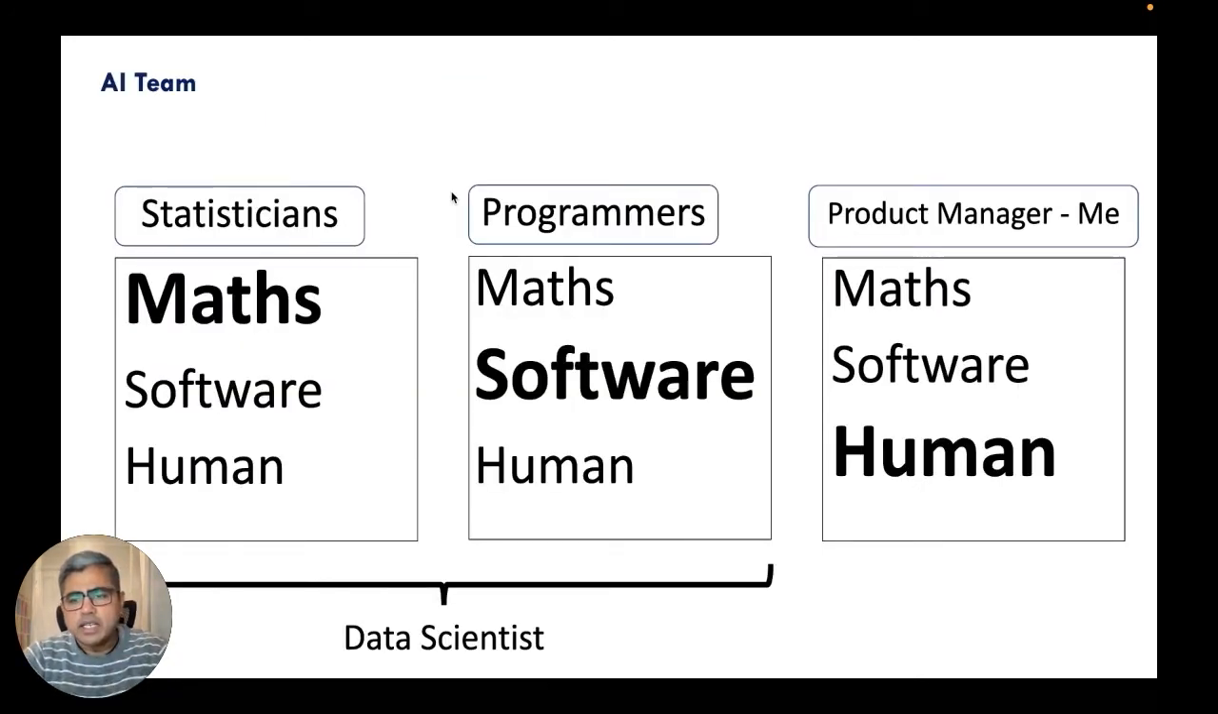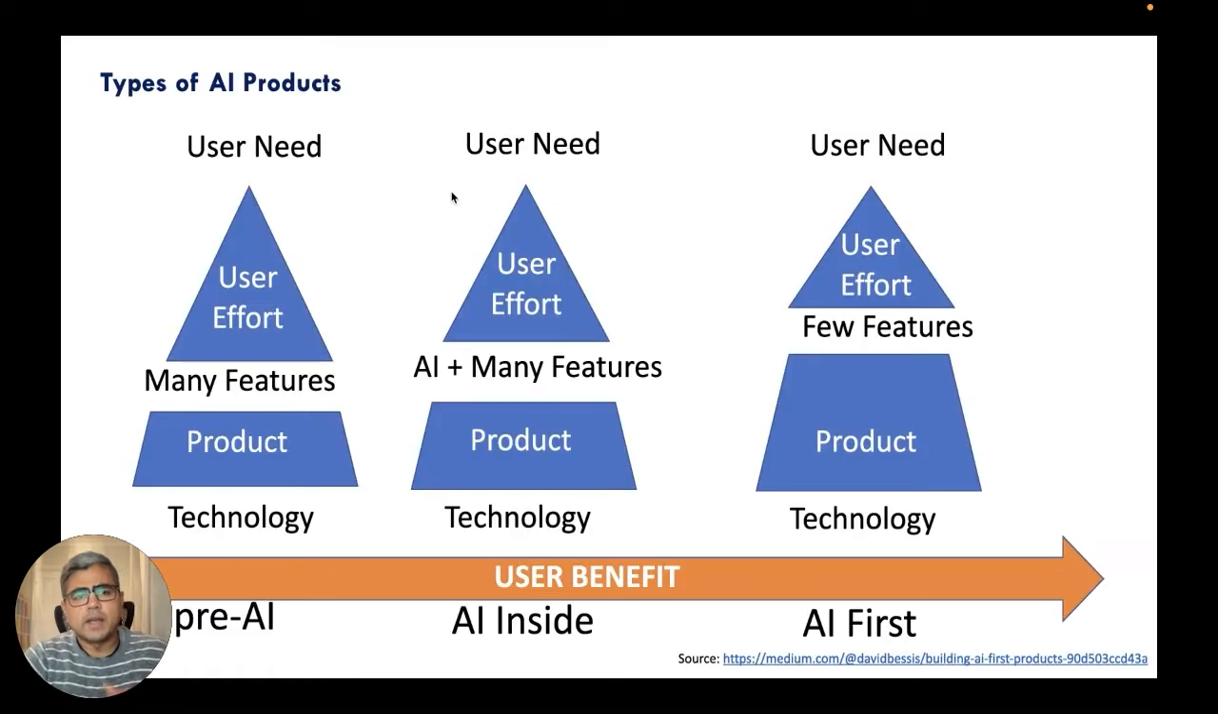So, what does a typical AI team look like? This has been my experience by and large. There is always this element of the math, the software, and the human element. You'll have statisticians, you'll have programmers, and you'll have someone like me who understands a little bit of everything, but is mostly interested in the human aspects of the AI.